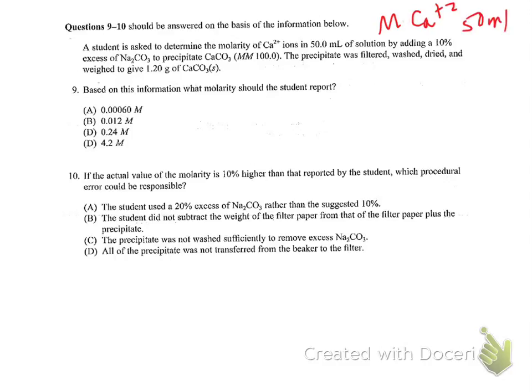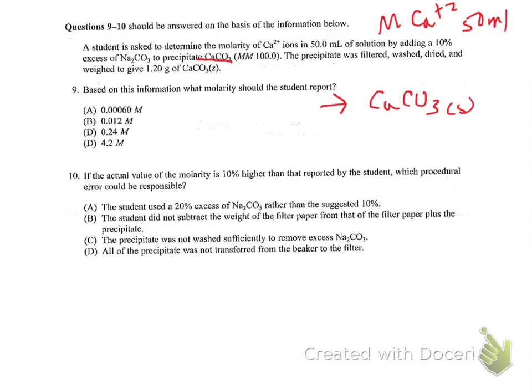By adding a 10% excess of sodium carbonate to precipitate out calcium carbonate. The precipitate was filtered, washed, dried, and weighed to give 1.2 grams of calcium carbonate solid. So when you have something like this, it's always very helpful to write a balanced equation. I know that I am precipitating out calcium carbonate, so that's a product.